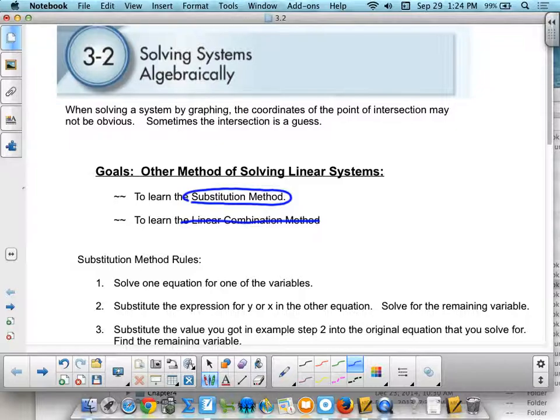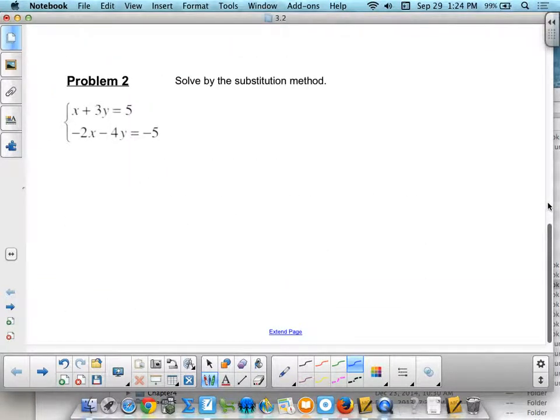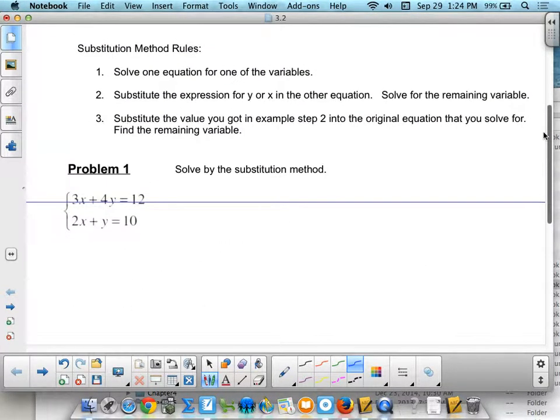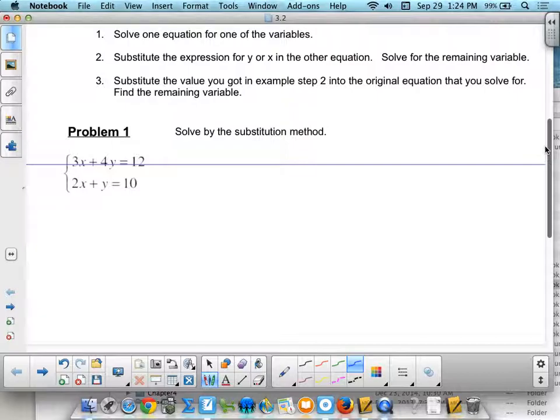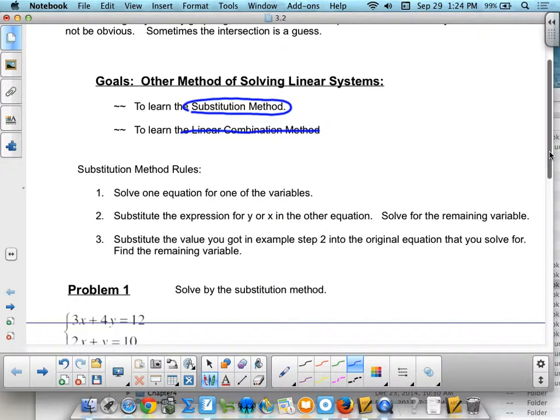So, here are some rules on how to do it. I'm not going to read you the rules quite yet. I want to show you what substitution is. I think you might want to do this off to the side of your paper right about here. So, substitution rules. First, let's do a substitution problem that's so simple.